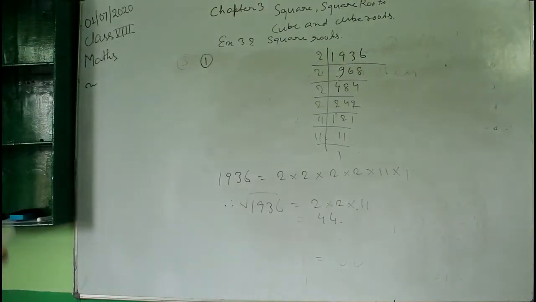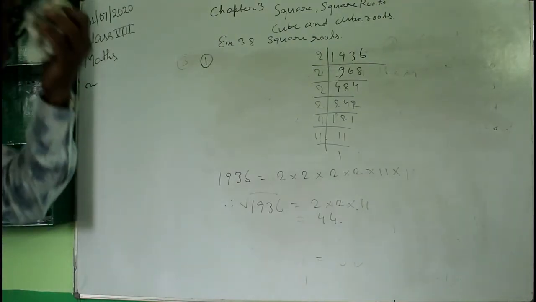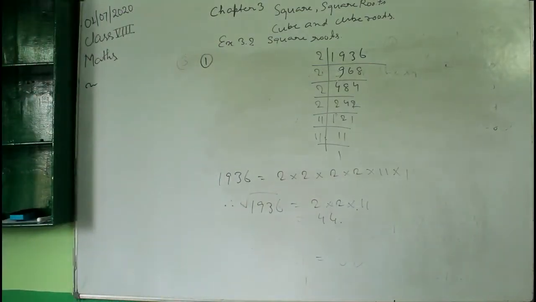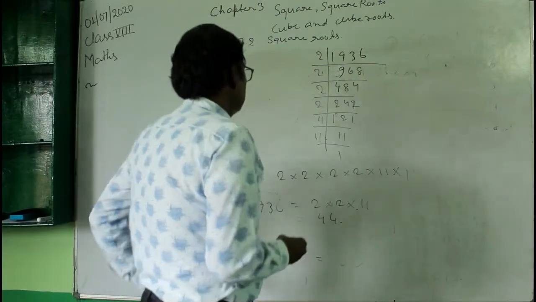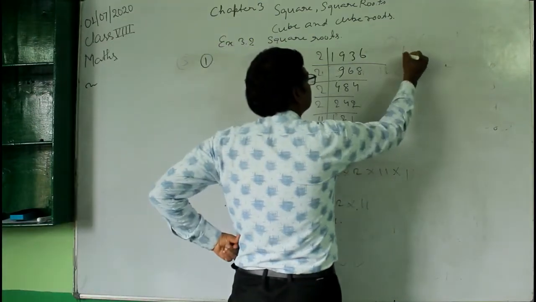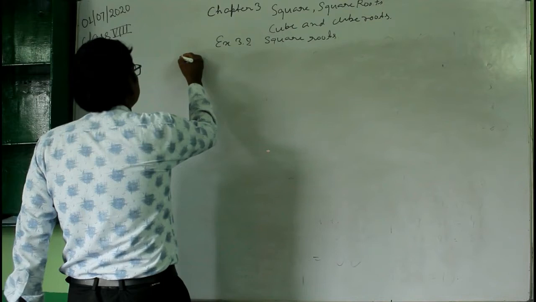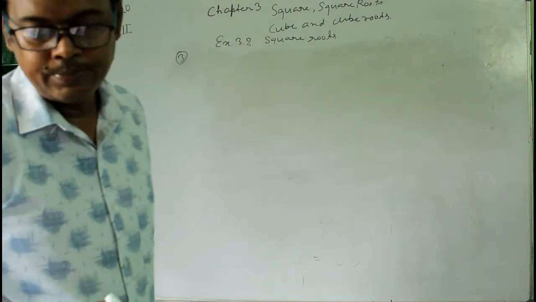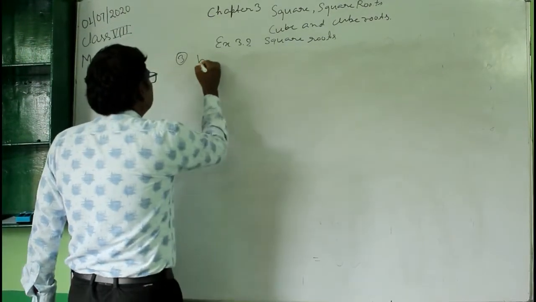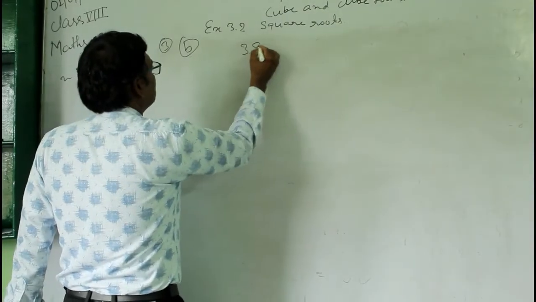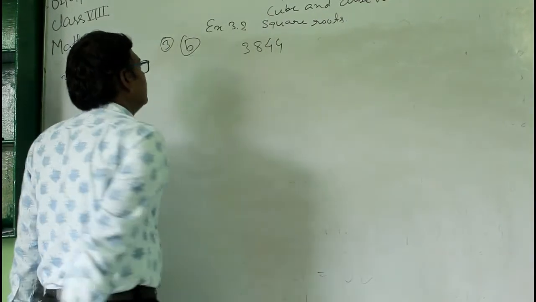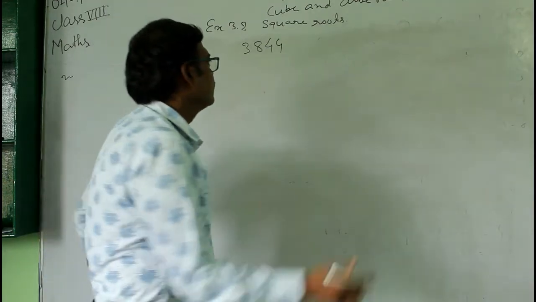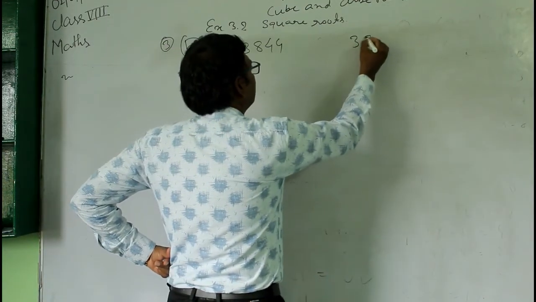Now the question number B. Find out the root of this number, that is 3844. Question number 3B, the number is 3844, and we have to find the square root of this number by using the prime factorization method. So find the prime factorization of this number.